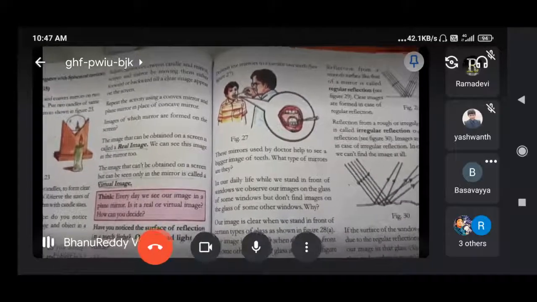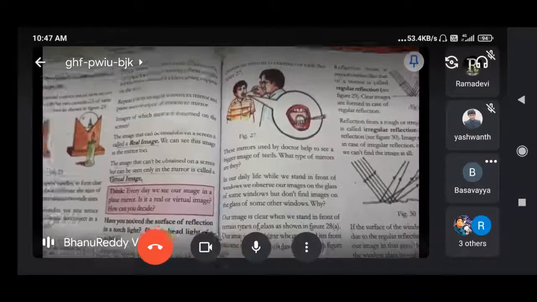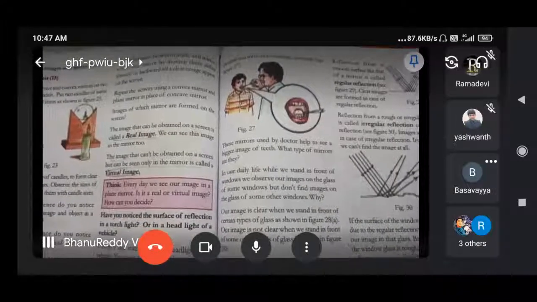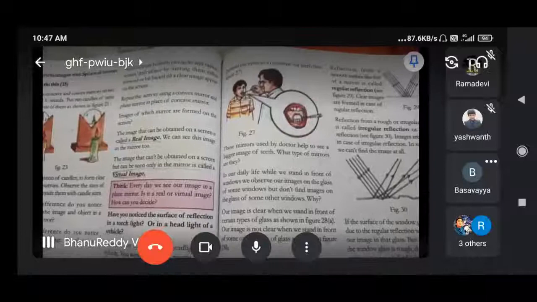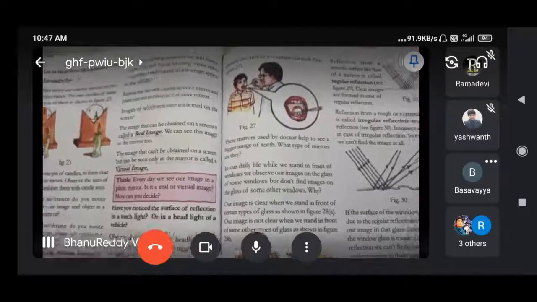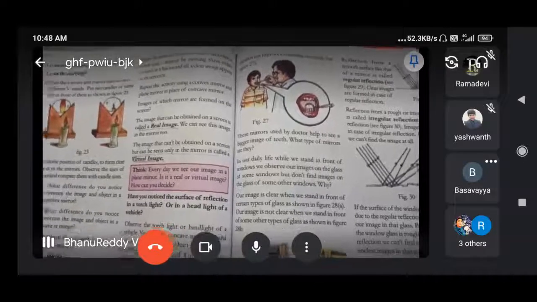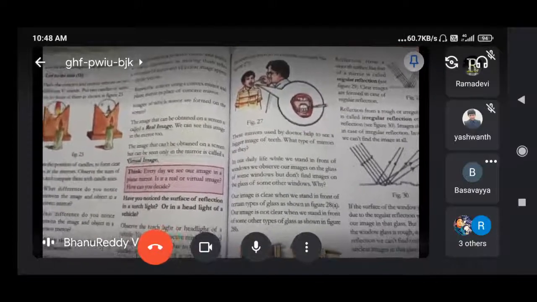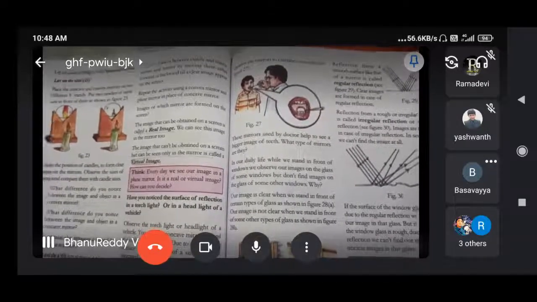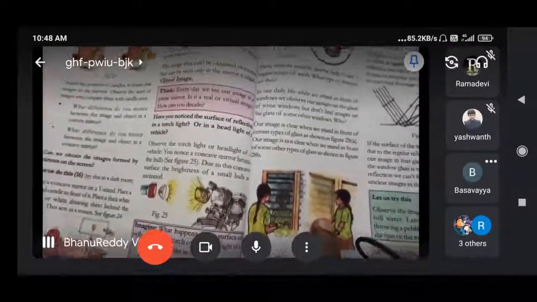And in our daily life, if we stand in front of windows, we observe our images on the glass of the same window, but don't find images on the glass of some other windows. Some windows will form the image. Our image we can see on some windows, car or bus or our home windows, anything. Our image is clear when we stand in front of certain types of glasses. In front of some glasses, if we stand, we can see a clear image. And some glasses will give a partial image, only a little bit of image, not a clear image. Okay? In this manner. Here we can sometimes observe just a shadow. Here a clear image forms.